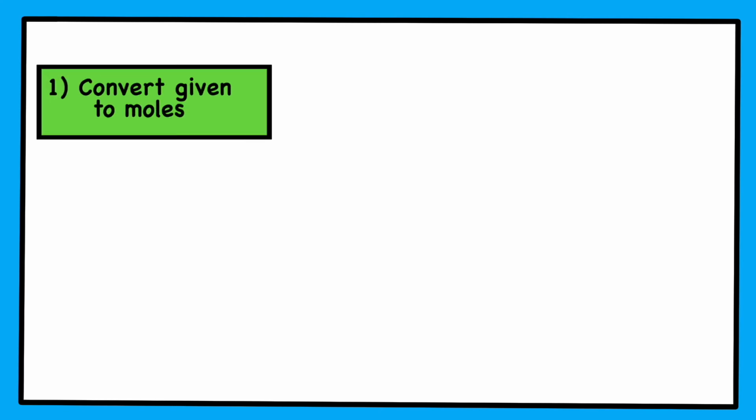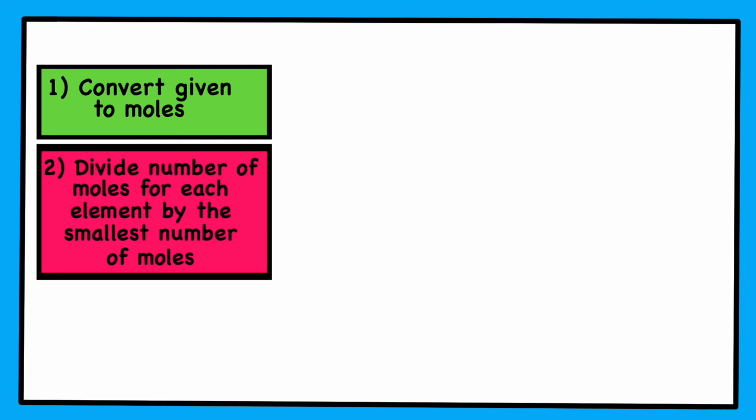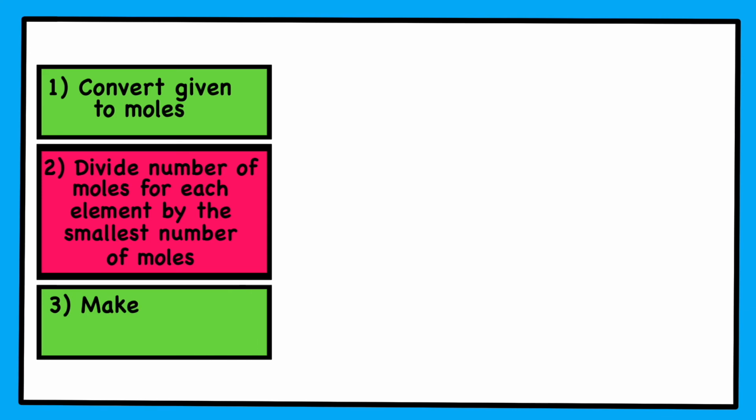Empirical formula problems are going to consist of 3 steps to solve them. They are as follows. Step 1, convert what is given for each of these elements to moles of individual elements. Step 2, divide the number of moles of each element by the smallest amount of moles present within the compound. And step 3, if the answer in step 2 produces whole numbers for every element, then those answers are your subscript and you are done.